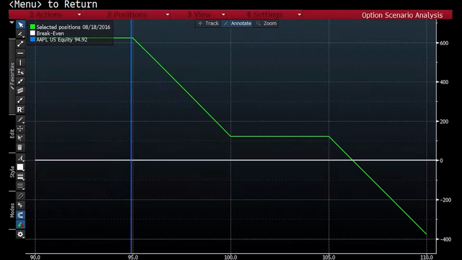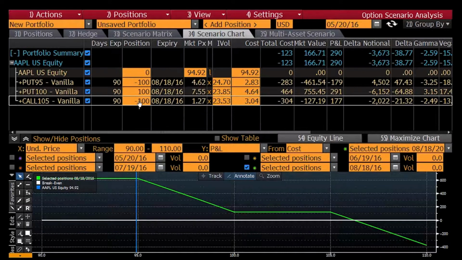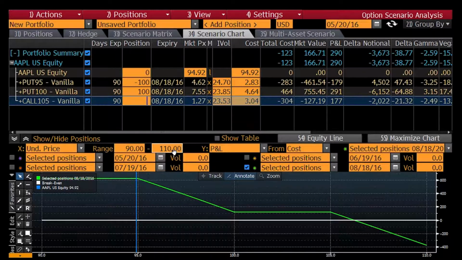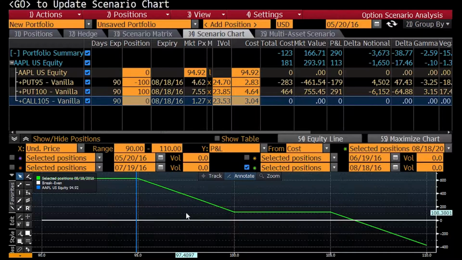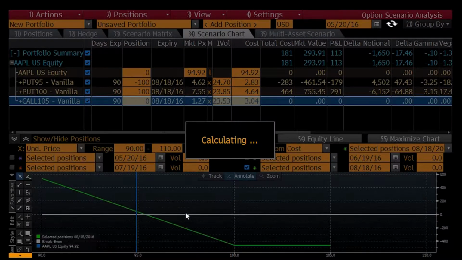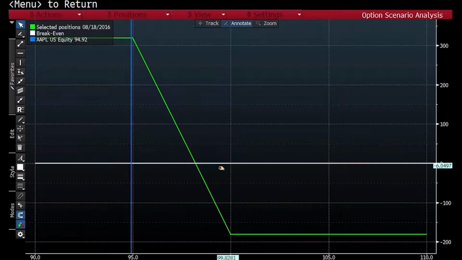Now, question 14. How does the above maximum profit compare to just the put? So what we'll do now is switch off this call and go back to just a put spread. Watch this chart as I take the calls off. And now you are left with just a put spread. So how does the above maximum profit compare to just the put spread?